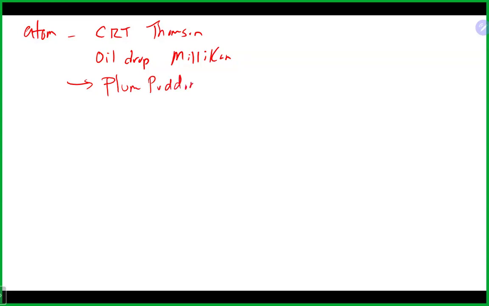Again, the highlights there. We had the CRT or the cathode ray tube. We have Thomson. We had the oil drop experiment, which was Millikan. Then obviously a major step after some of those experiments was the idea of the plum pudding model of the atom. Again, that was the early model of the atom, where the atom was thought of as having a very positive charge spread out, with negatively charged electrons embedded in it.